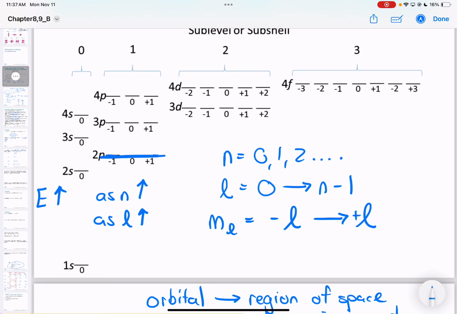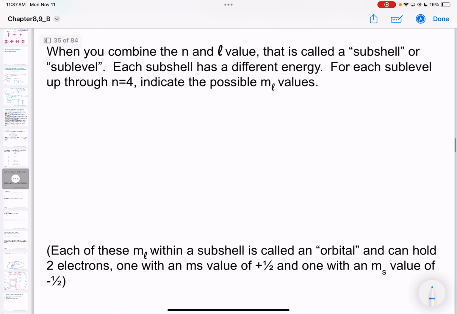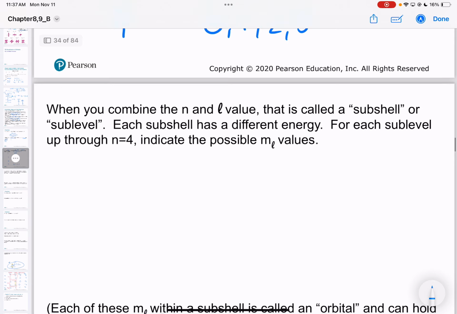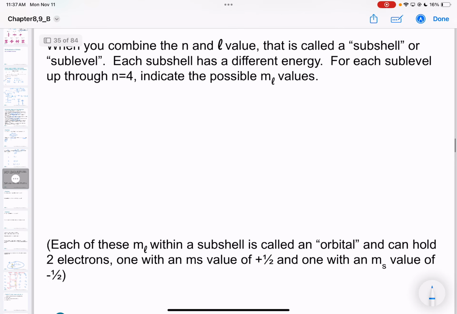All right, let's go back to a couple of these practices. Okay, so we just said this. When you combine N and L, this is the next one, right? Yep. When you combine N and L, this is called a subshell or sublevel, and each one has a different energy.